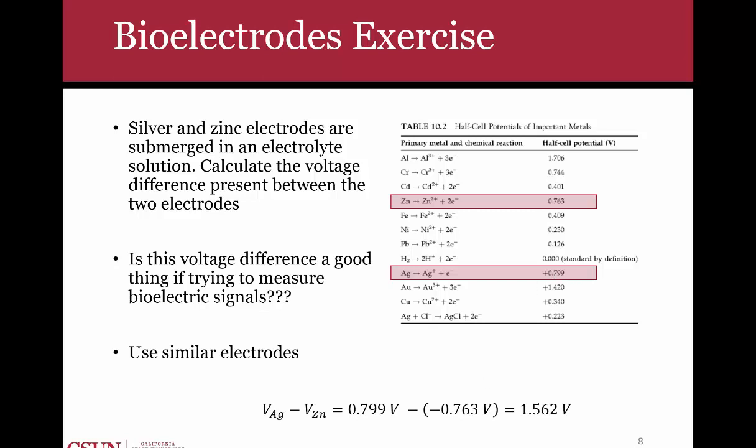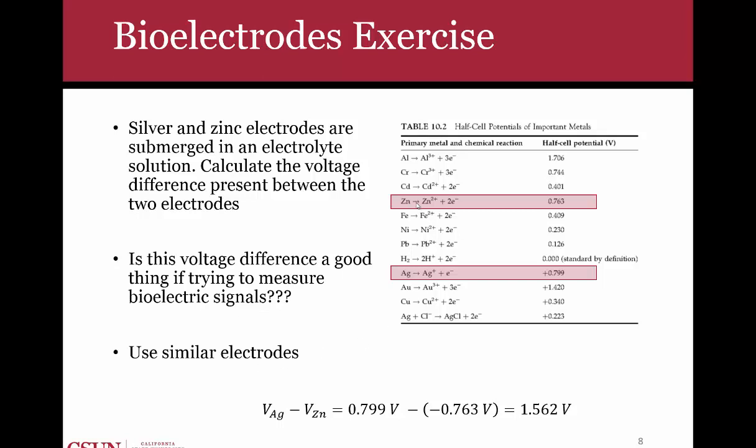So you just basically get the difference, and you see that you have a difference of 1.562 volts that you'll measure between the silver and the zinc. Now I bring this up because of this question here. Is a voltage difference a good thing if you're trying to measure a bioelectric signal? And really the answer, not to keep you in suspense, is no.